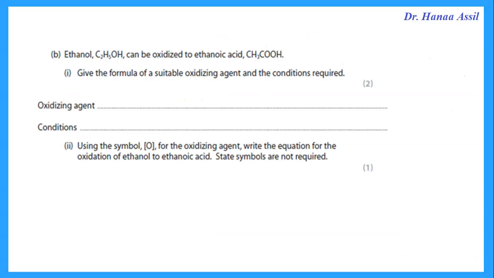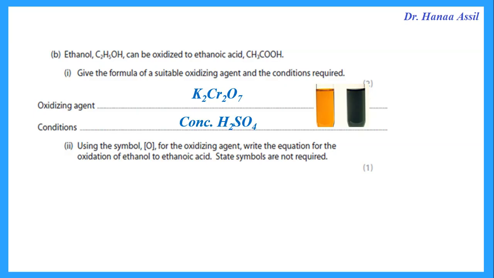Ethanol can be oxidized to ethanoic acid. Give the formula of a suitable oxidizing agent and the conditions required. If I want to oxidize ethanol to ethanoic acid, we said which oxidizing agent can I use? Remember, we can use potassium dichromate in presence of concentrated sulfuric acid. This turns from orange to green.